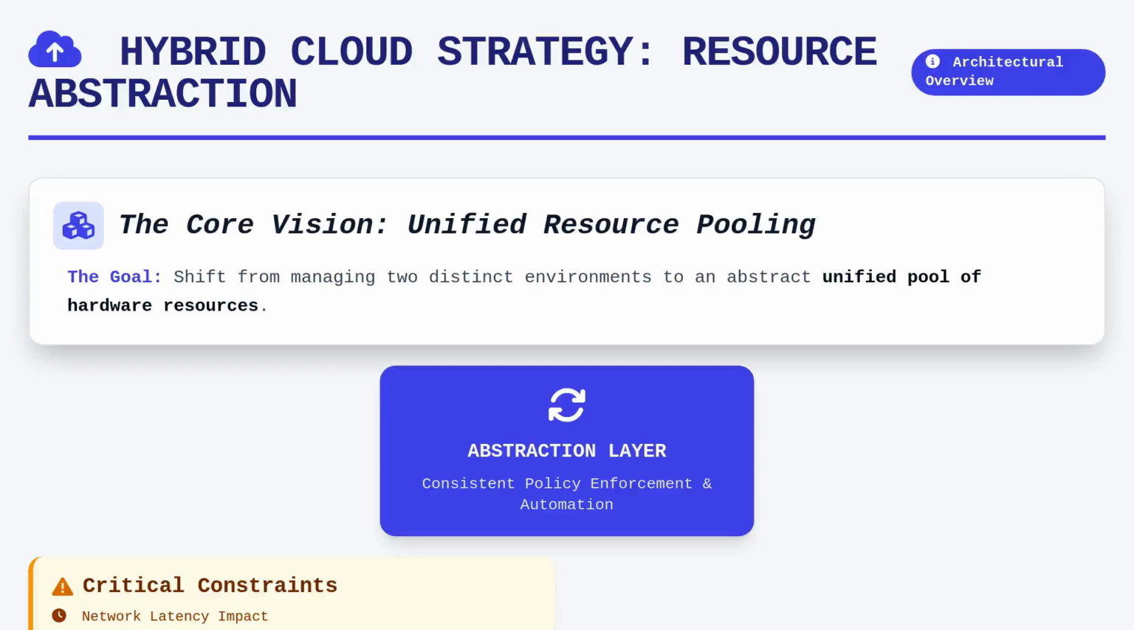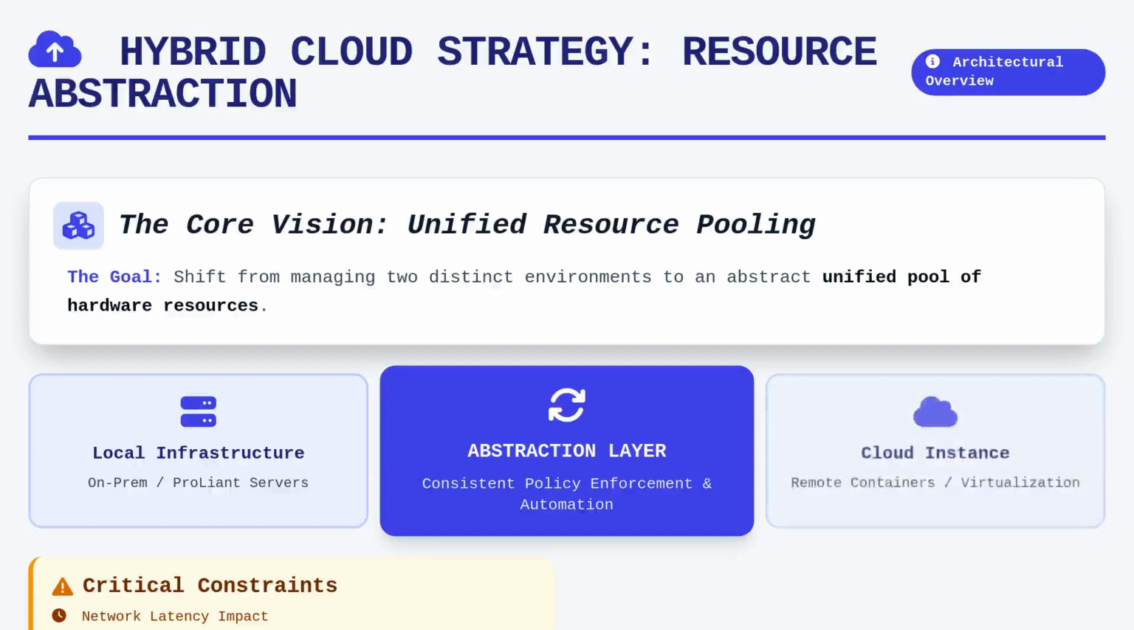If you imagine an application moving from an on-premises ProLiant server to a cloud-based container instance, the integration metrics must remain transparent to the end user. This requires a strong reliance on software-defined control mechanisms that automate the provisioning process while respecting the hardware compatibility matrices defined by the vendor. Without these automated guardrails, the risk of configuration drift between your local and remote environments becomes unmanageable.